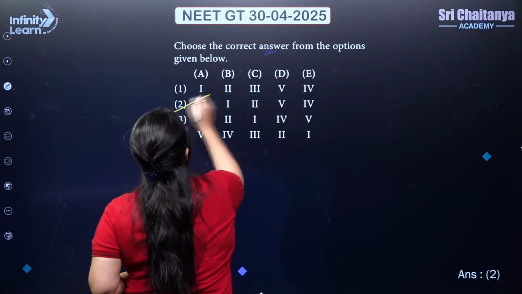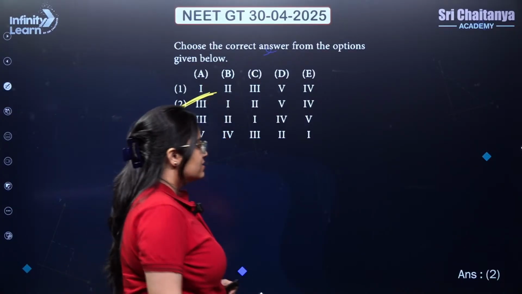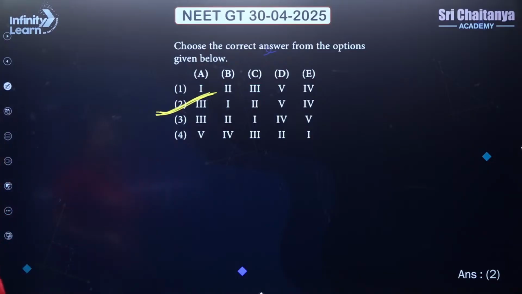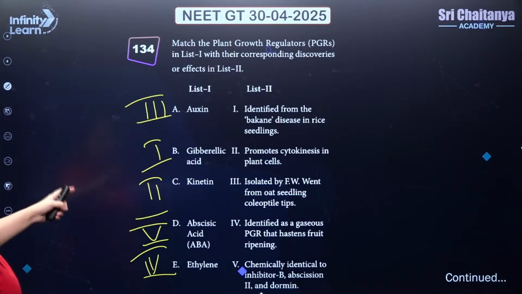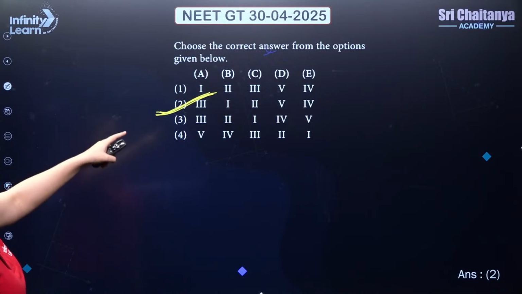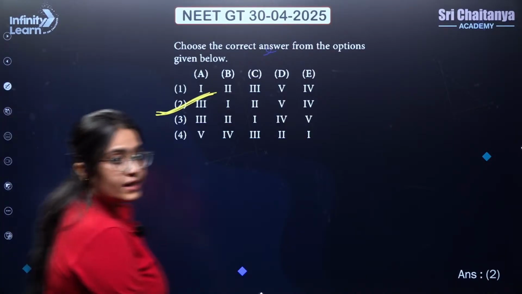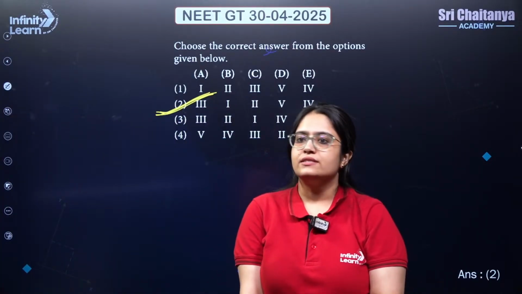So option 2, my lovely kids, is the correct answer. In option 2, 3, 1, 2, 5 and 4 is given. So 2 is your right answer. Clear? Let me know if there is any doubt.